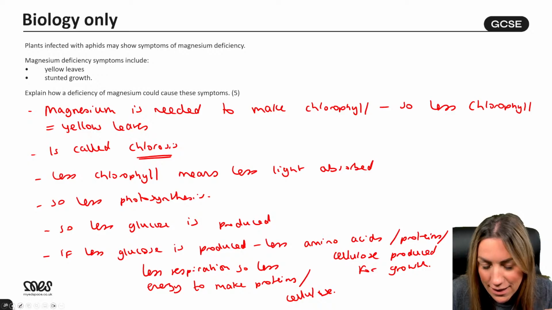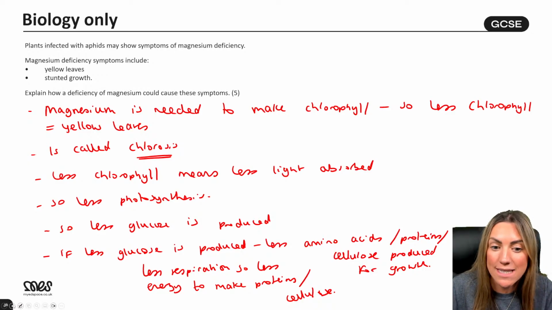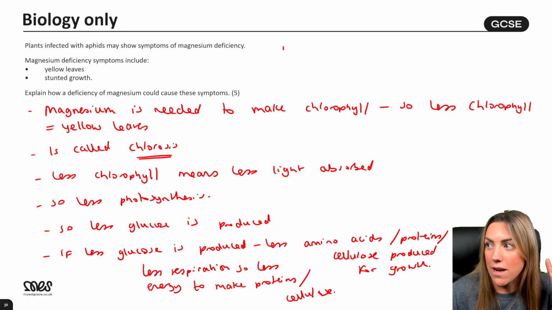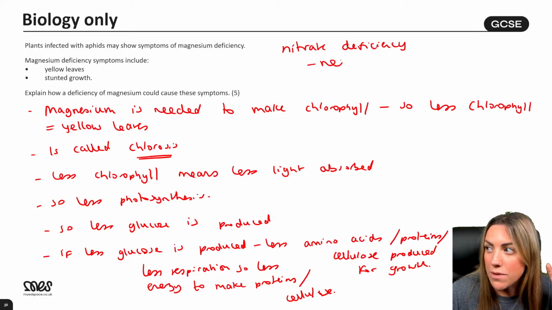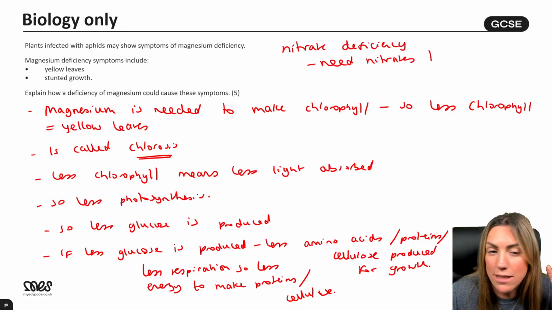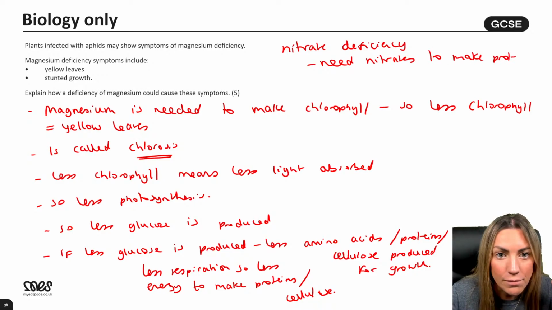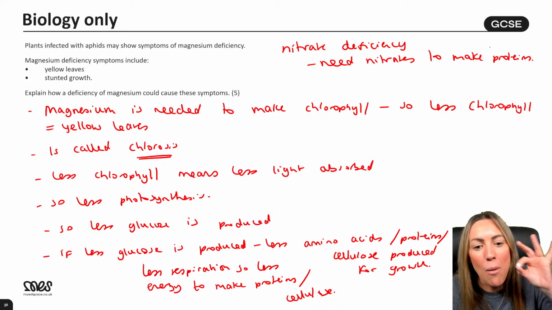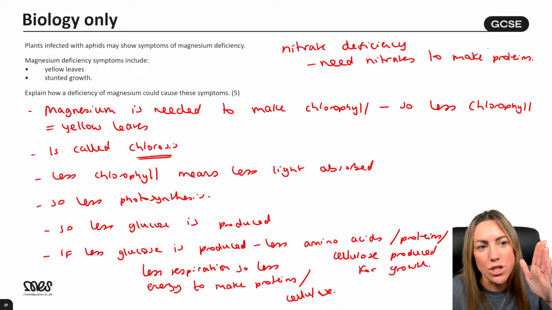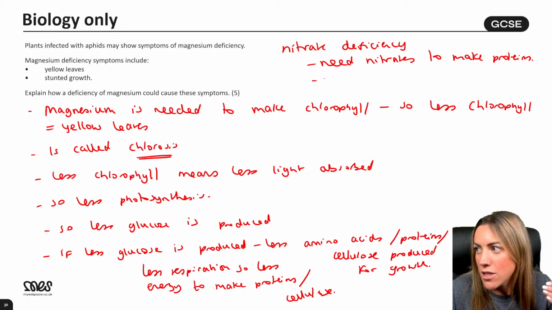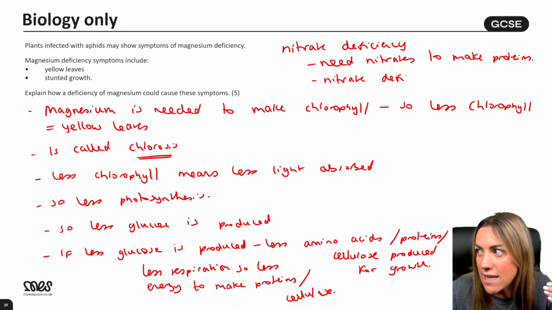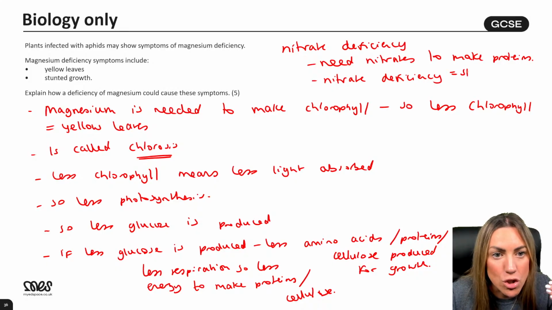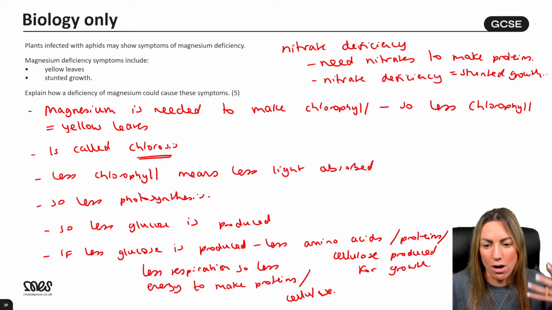Oh no, Sarina. Yeah, you need to know magnesium deficiency and nitrate deficiency. So if we just mention nitrate deficiency, remember they need nitrates to make proteins because there's nitrogen in an amino acid, if you didn't realize that. Amino acids literally contain nitrogen. So they need nitrates to make proteins. So nitrate deficiency equals stunted growth because they can't make the amino acids without nitrates. They can't make proteins.